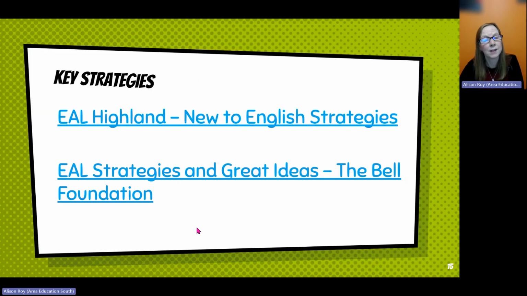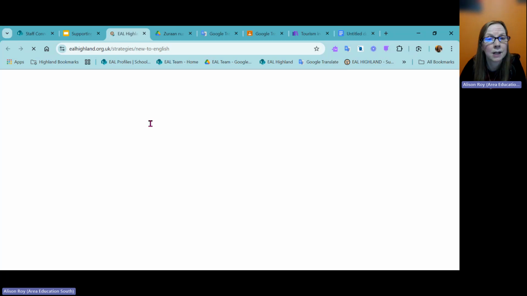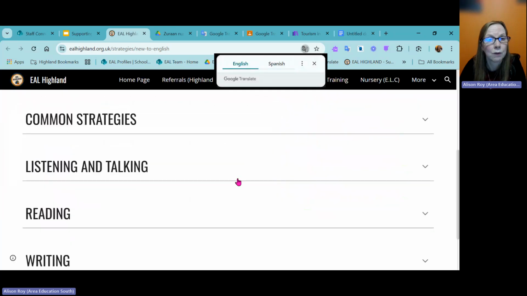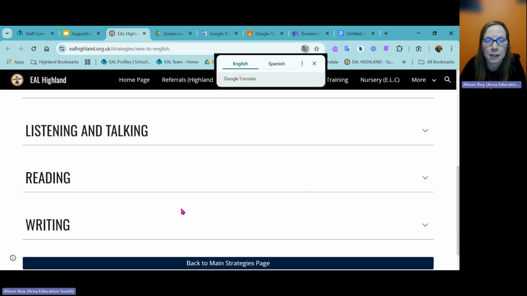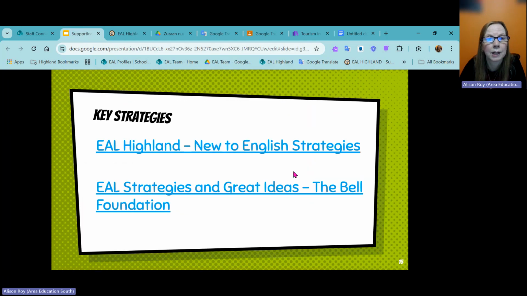Okay, so that was just a few key strategies. If you're interested in reading some more strategies, if you click on this it takes you to our website. This takes you to the New to English website, and if you scroll down, you've got strategies for listening, talking, reading, and writing. Also, the Bell Foundation is a great source that gives you a number of strategies. They also do a number of trainings, so they also have webinars on there and other information. They're key specialists for working with EL pupils in terms of the UK.